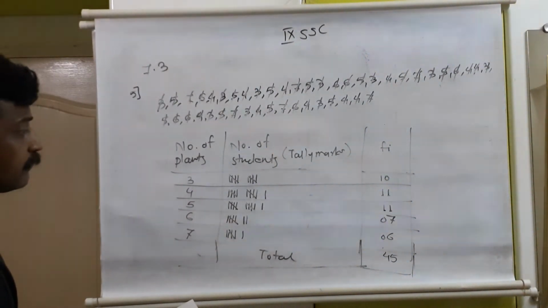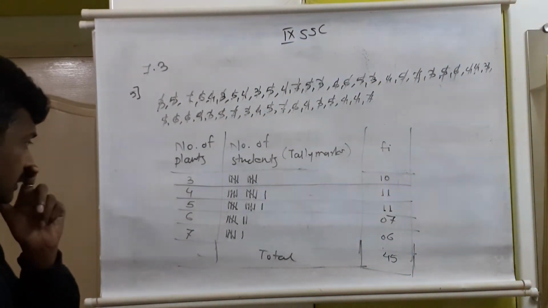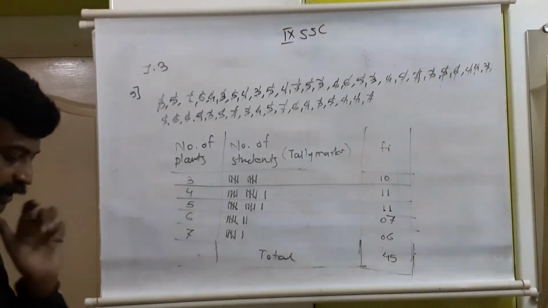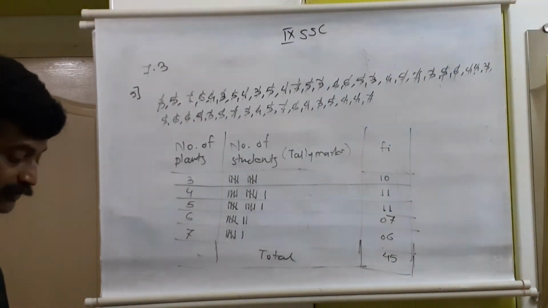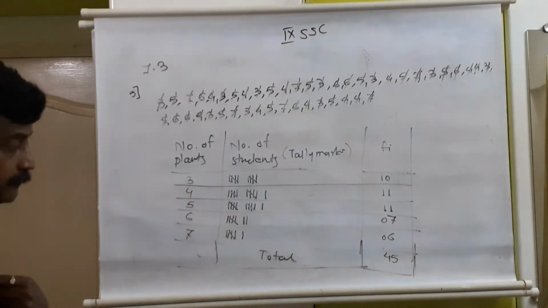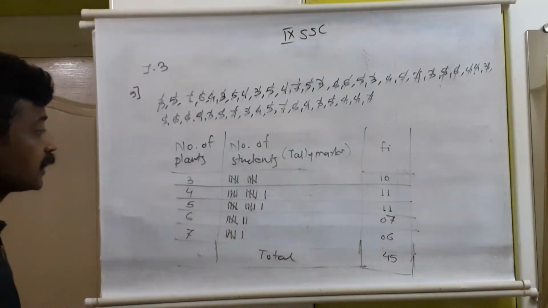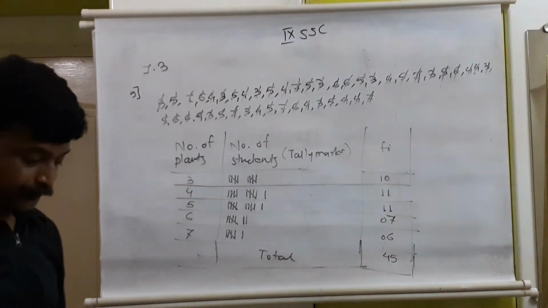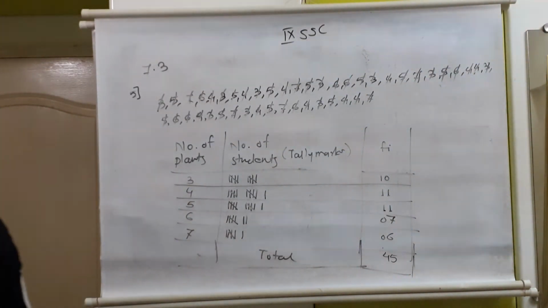Actually, there are not 45 students. The trees planted by them, yeah, it is correct. 45 students. First child 3, second child 5, third child 7. In that way, the total number of students is 45. Okay, let us continue with question number 6.